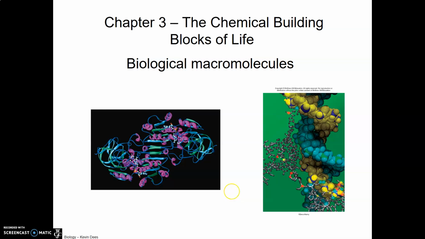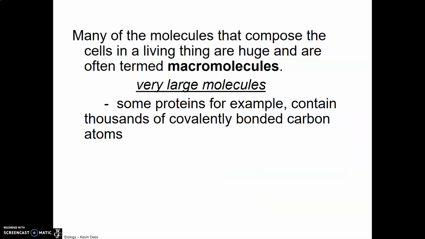Okay, this is the first part of chapter 3, the chapter on biological macromolecules. In this chapter, we're going to be expanding on the information that we covered at the very end of chapter 2 when we talked about organic compounds. So most of the molecules that compose the cells in a living thing are really, really large. And we term these macromolecules. The word root macro here referring to large, and then molecules being these compounds.